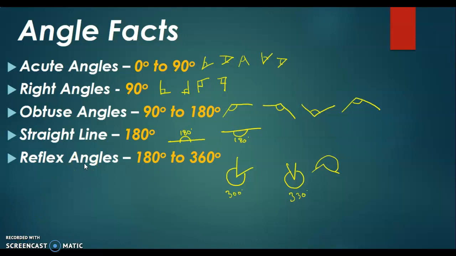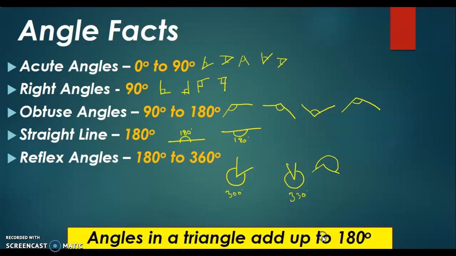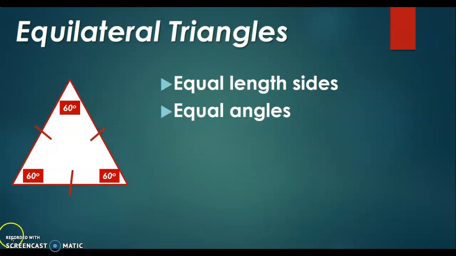And the most important angle fact you need to know for today's lesson is that angles in a triangle add up to 180 degrees. And now that we know all our angle facts, we can move on to our triangle facts. The first triangle we're going to be going through is equilateral triangles. Equilateral is in the name. Equal means equal, lateral just means sides. So they have the property that the sides are equal, and the angles are equal.